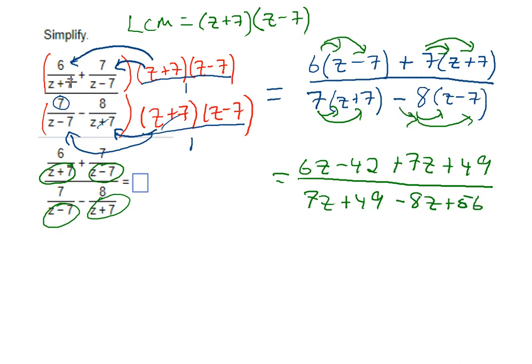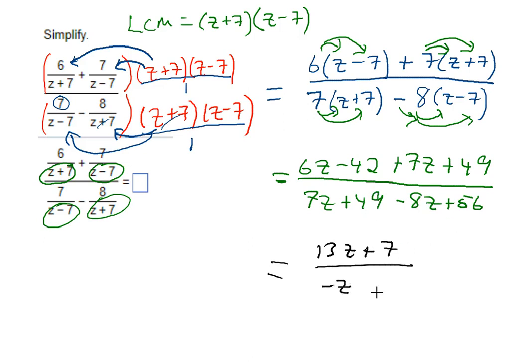All right. And so we combine like terms here. Let me make the equal sign a little bit nicer. Combine like terms. And so we end up with 6z plus 7z, that'll be 13z. Negative 42 plus 49, that's going to be plus 7. That's a good sign because that doesn't factor, so very unlikely that this will even reduce. On the bottom, we get 7z minus 8z, which will be negative z.